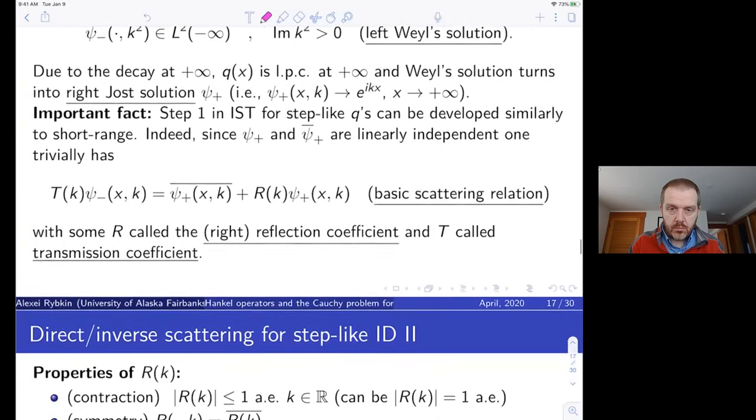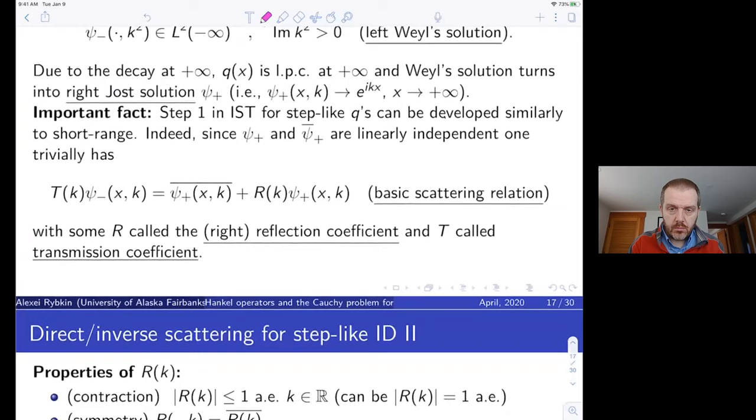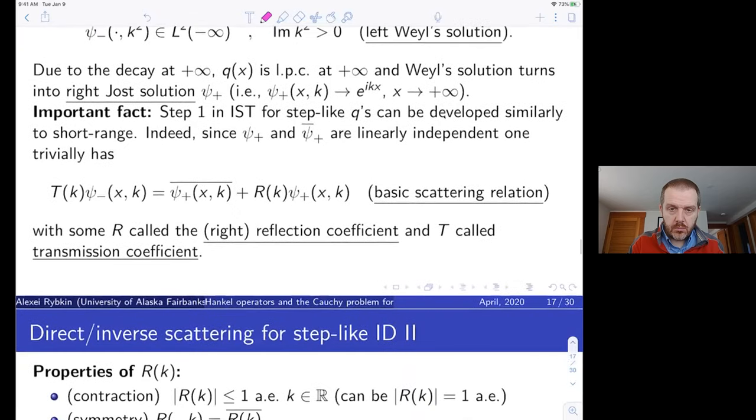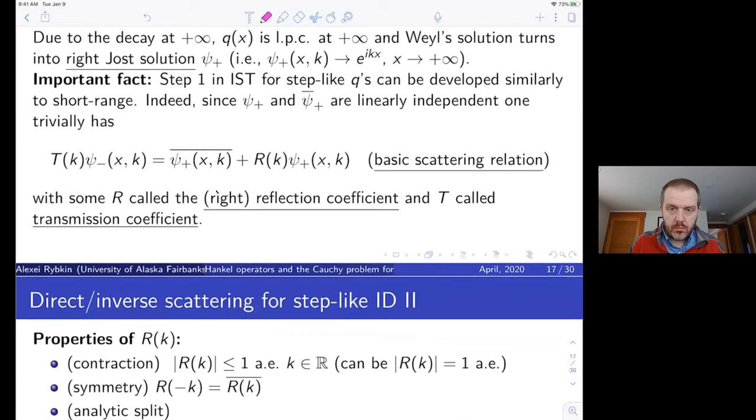And what we can say because of these two properties for the Weyl solutions to this Schrodinger equation is that xi plus and xi plus bar are linearly independent. And that's why any solution can be written as a linear combination. It's an undergraduate fact from just ordinary differential equations. And the coefficients are called reflection. This one is called reflection, and this one is a kind of transmission coefficient. It's not exactly a transmission coefficient, but the thing is, I don't have to deal with it.